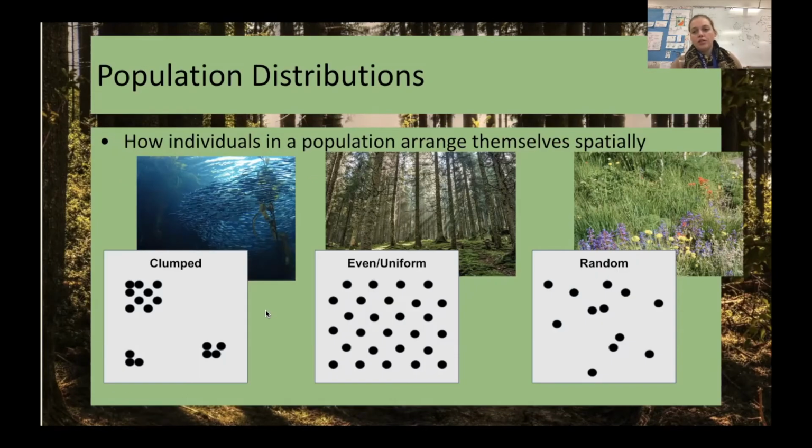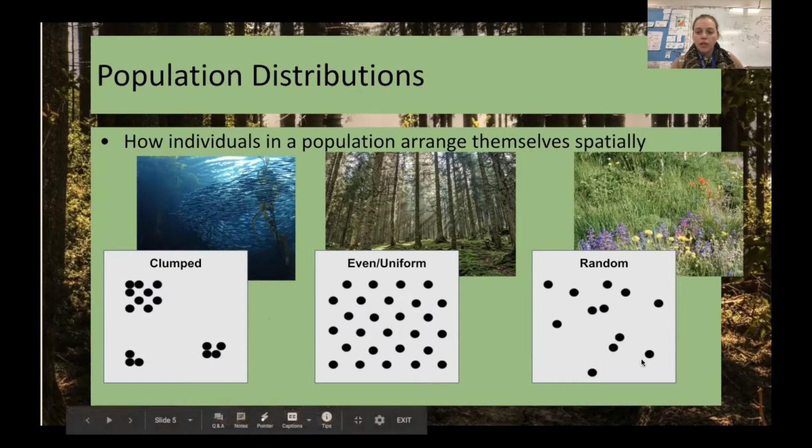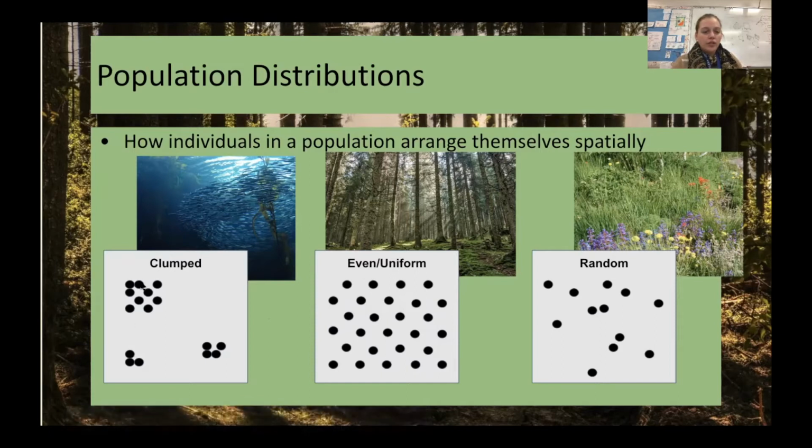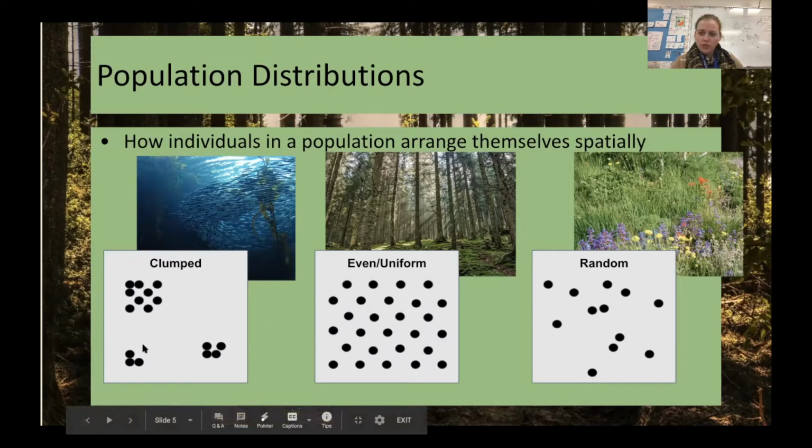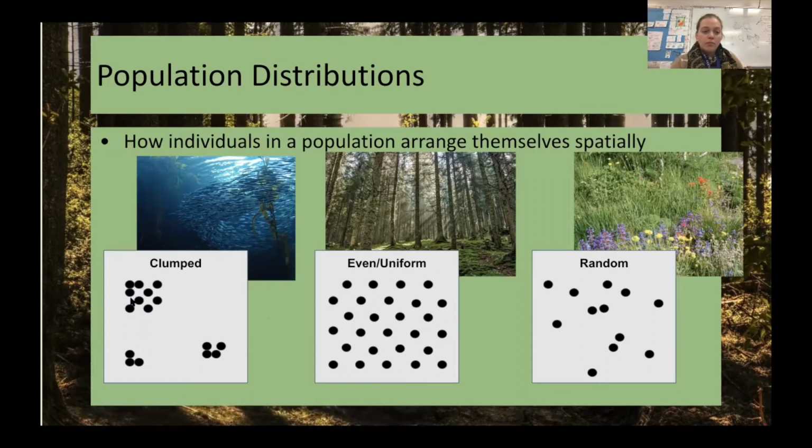Organisms in a population will spread themselves out in different ways, and there are three kinds of population distributions: clumped, even or uniform, and random. Random is most common. We definitely see it with plants where we have the random sprinkling of seeds. Clumped is common in animals, like these fish, for example. You have schools of fish clumped together. There are some examples of solitary animals like moose that might not have a clumped formation.